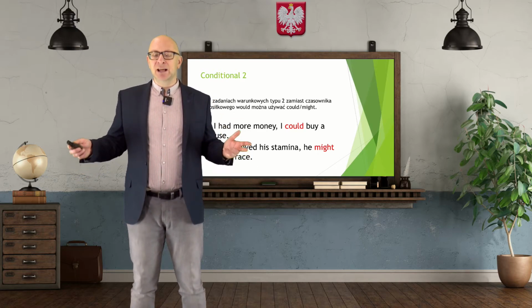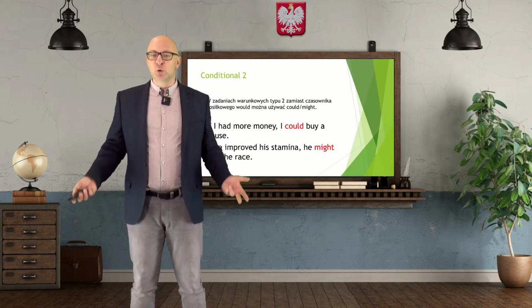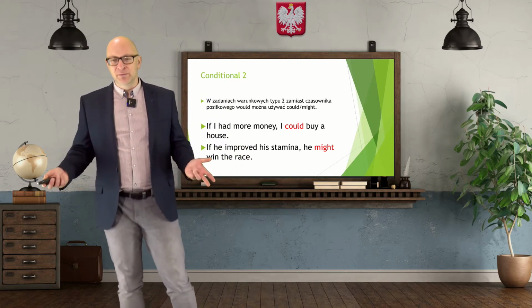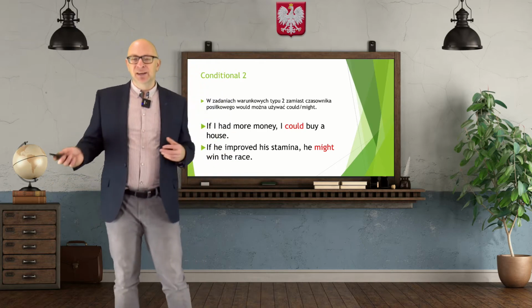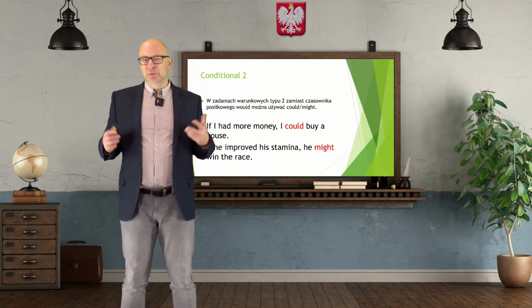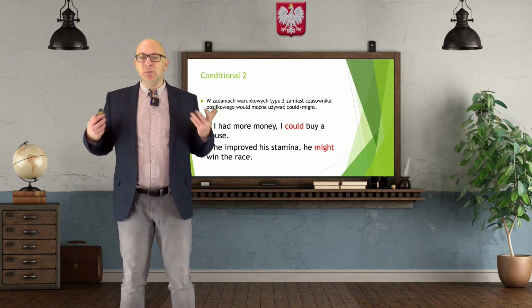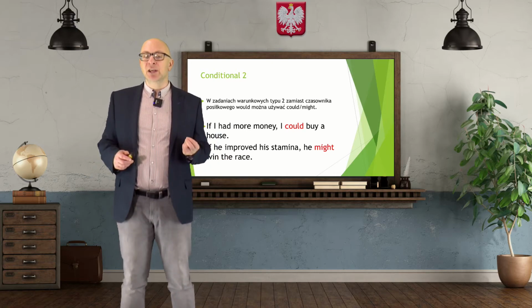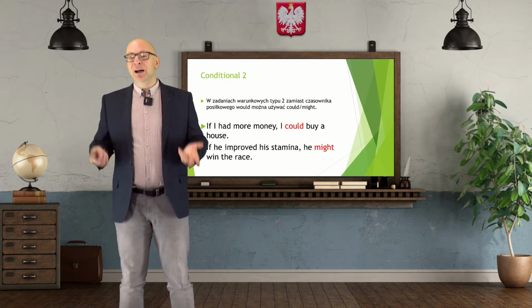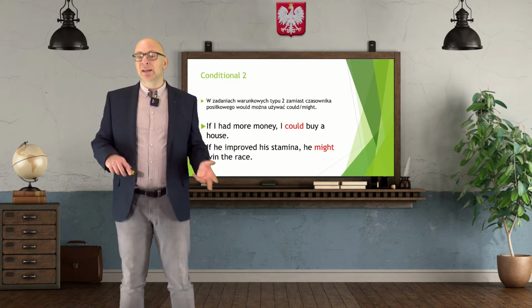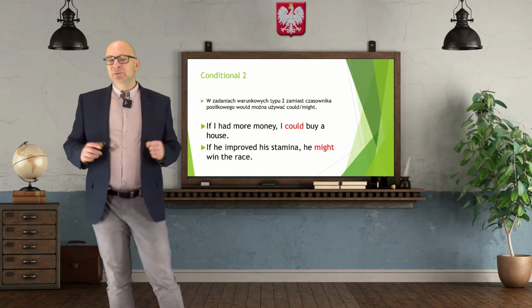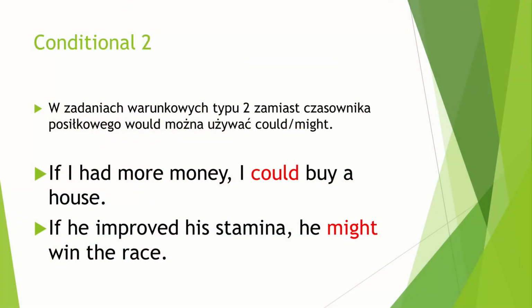Czyli różnica jest taka, jak w języku polskim pomiędzy mógłbym kupić dom, a kupiłbym dom. Czyli w zasadzie niewielka, jest to tylko pewna różnica w stopniu prawdopodobieństwa. If he improved his stamina, he might win the race. Gdyby poprawił swoją wytrzymałość, to mógłby wygrać ten wyścig. I znowu, might, mogłoby tu też być could użyte, on mógłby, tak? Gdybyśmy użyli would, to zdanie wyrażałoby już większą pewność, wtedy oznaczałoby to, że on wygrałby ten wyścig, a nie mógłby.